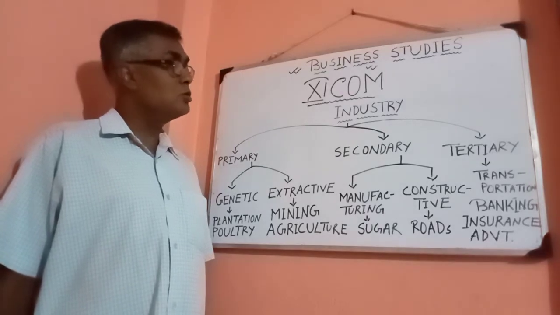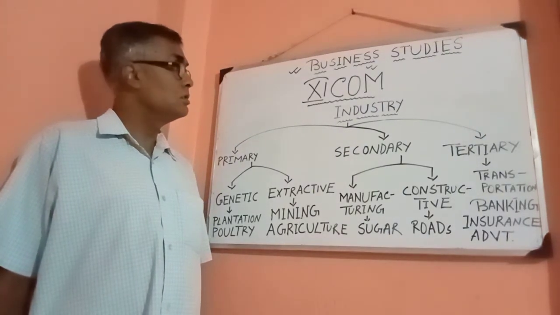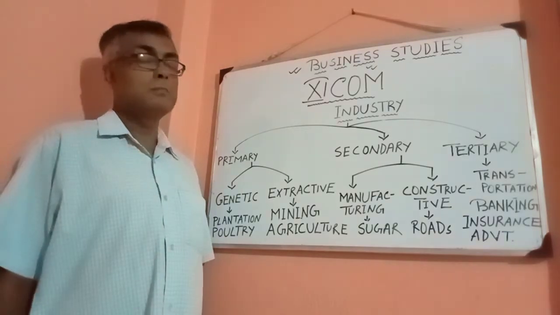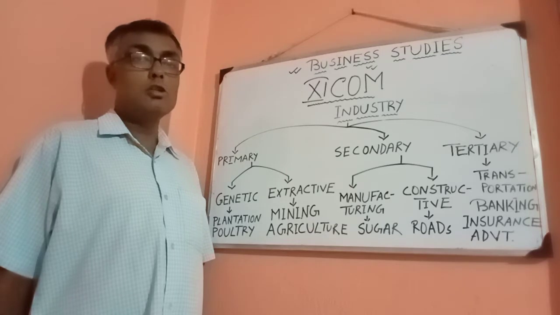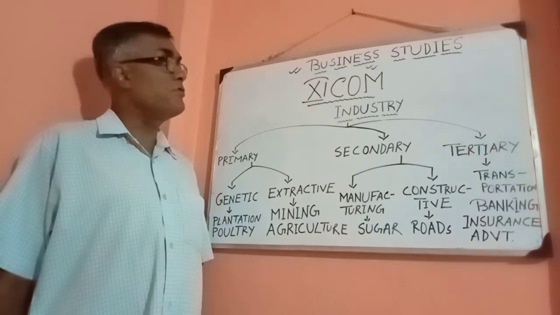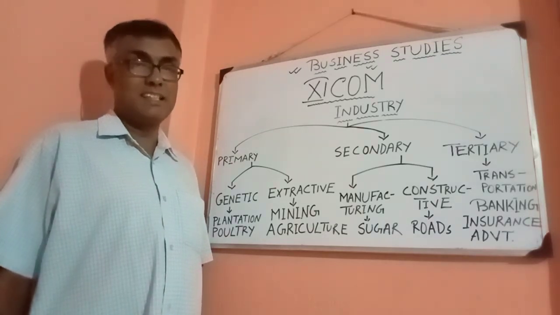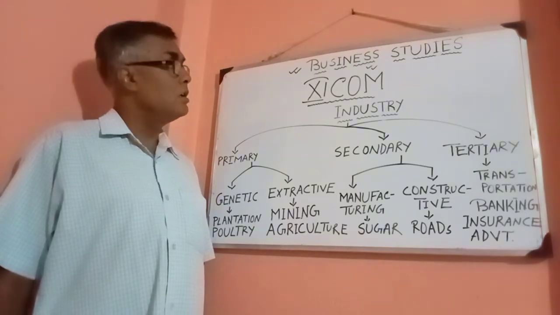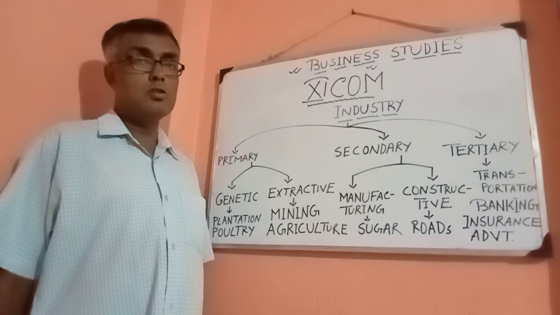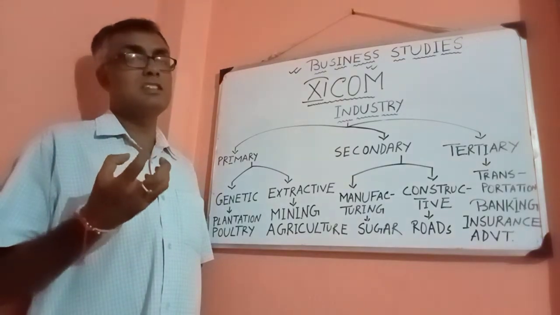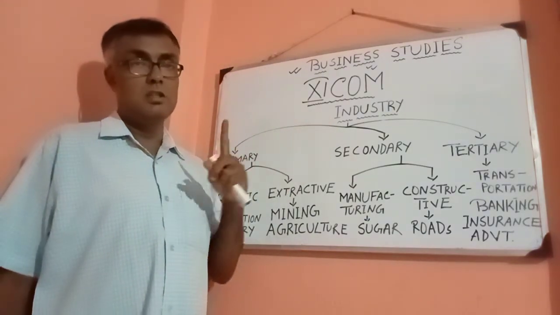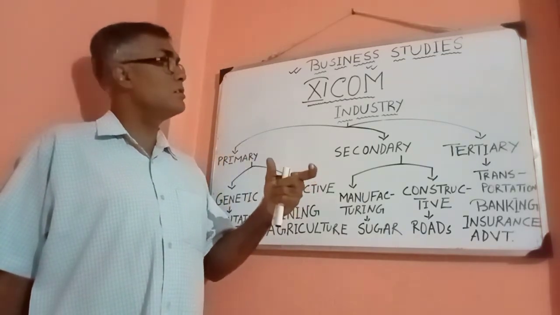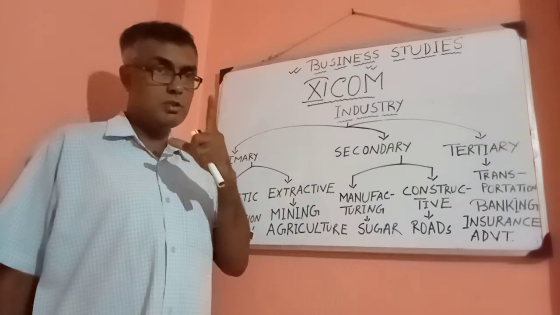With reference to the previous discussion, try to recollect. We got the classification of business activities in the previous class. Now, one important type of business activity is industry. Business activities were classified into two ways: one is industry, another one was commerce.